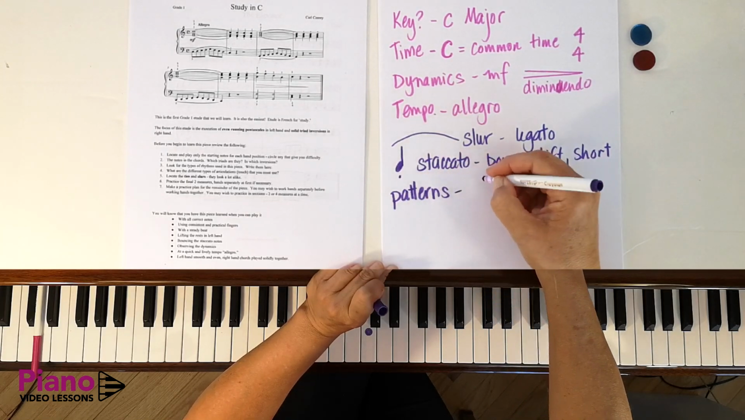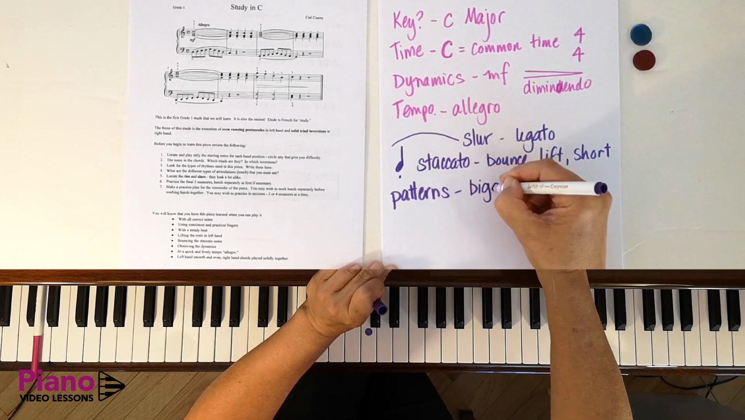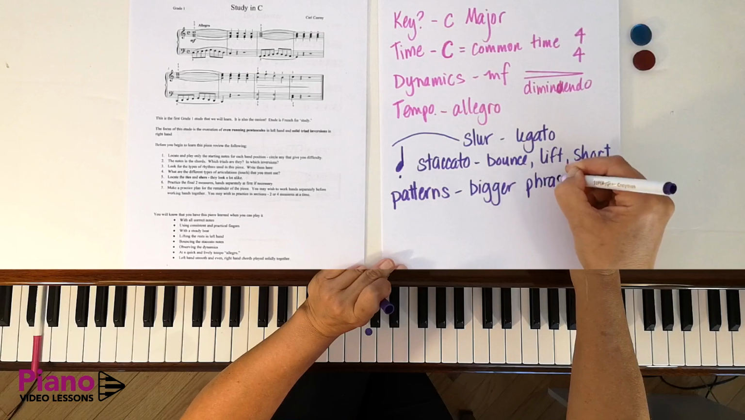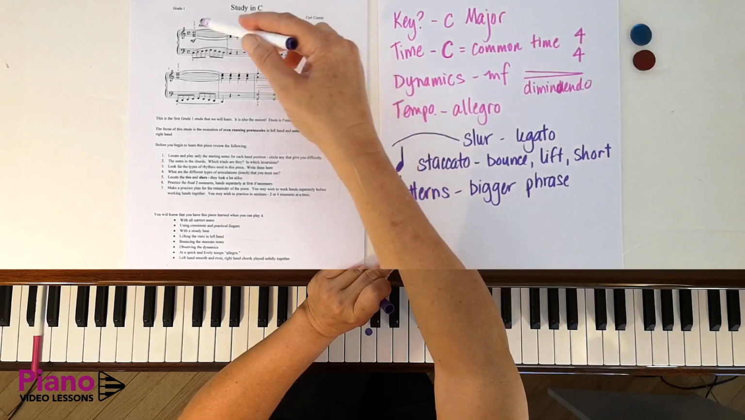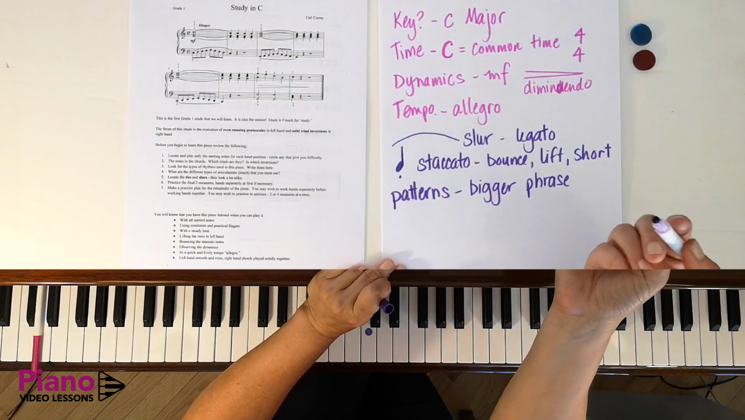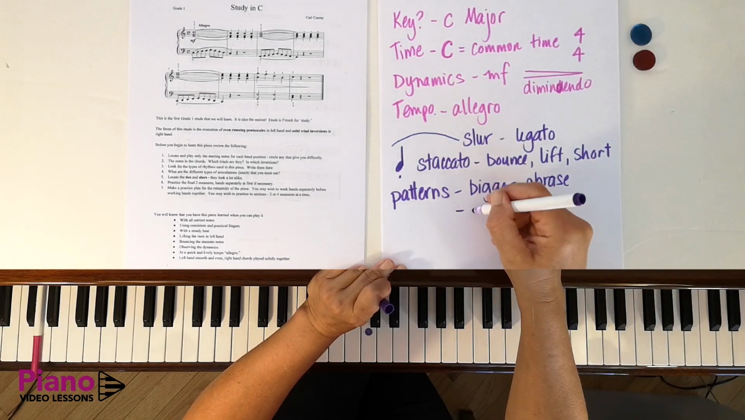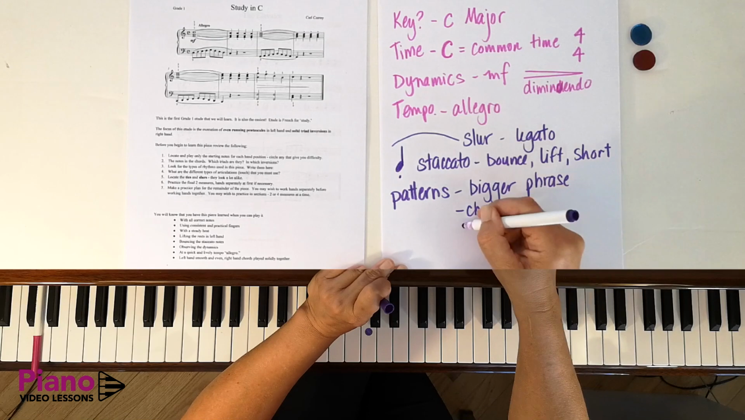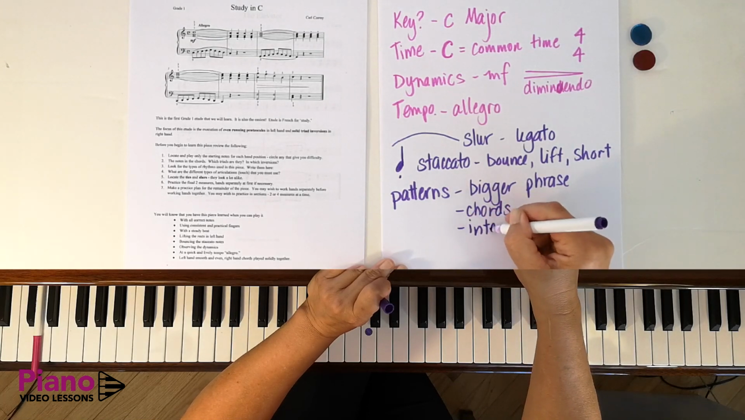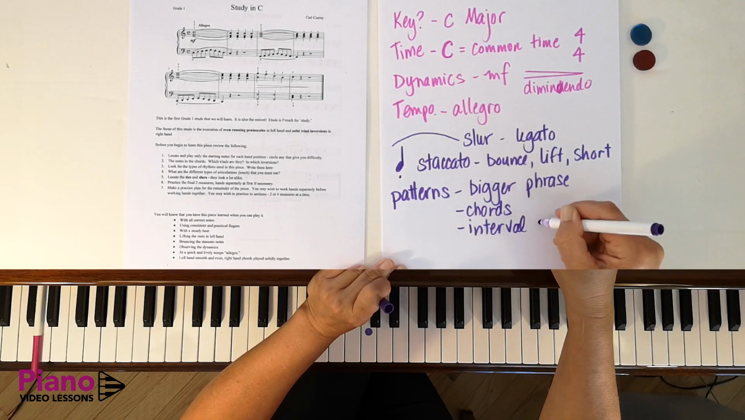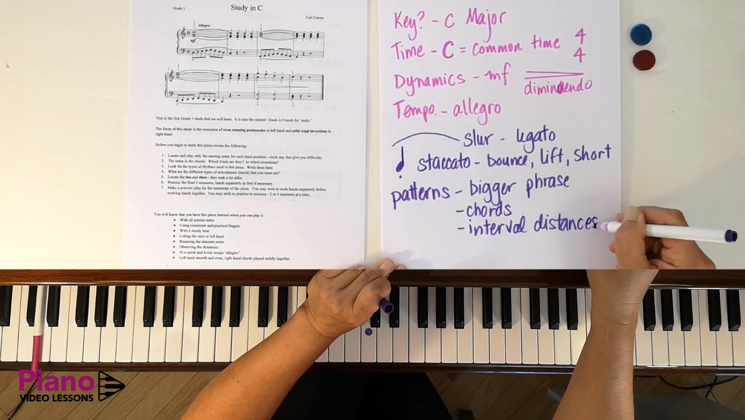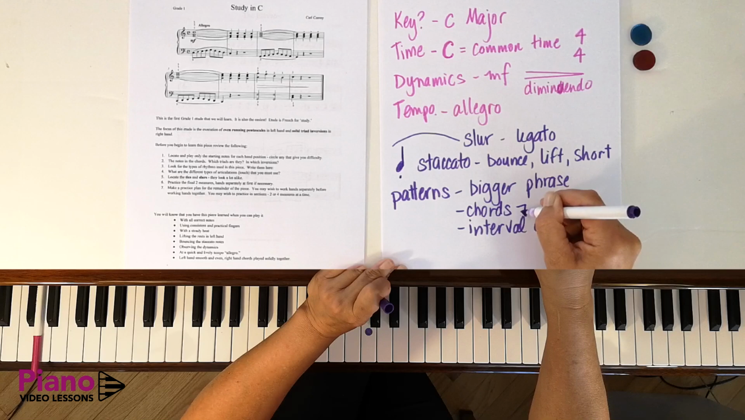But let's look at the other types of patterns, such as bigger phrase patterns, where we just saw that these two measures and two measures and two measures have similar styles. Then we can also look for the patterns which are the chords. And we can also look at patterns which are the interval distances between the notes that we have to play. And the chords also have intervals involved.